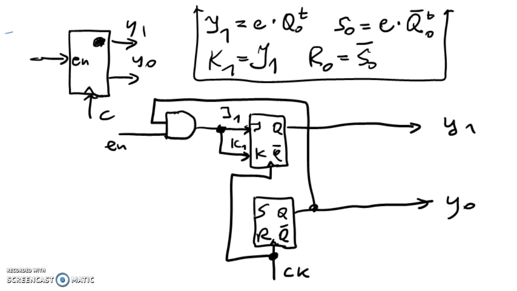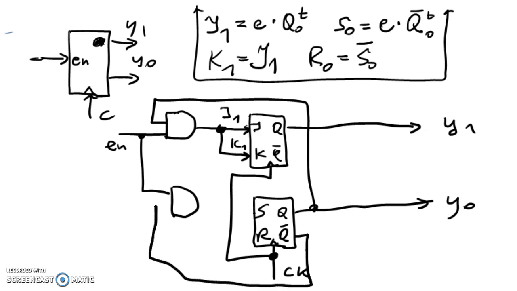What about S0? It is a product, so again, AND gate, a product of enable with not Q0. Q0 is this, so not Q0 is here, this is not Q0, this is Q0, Q1, and this is not Q1. And you must connect this to S0. R0 is obtained by inverting S0 using NOT gate.